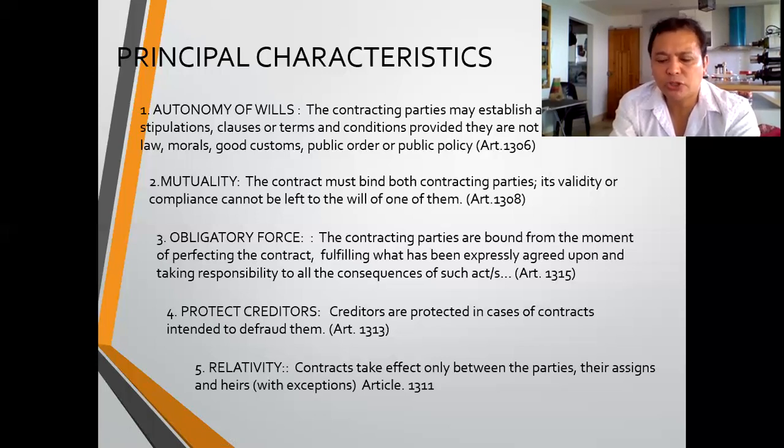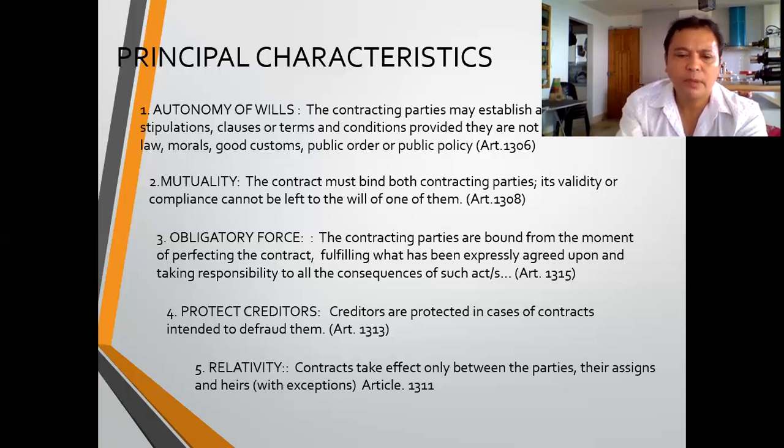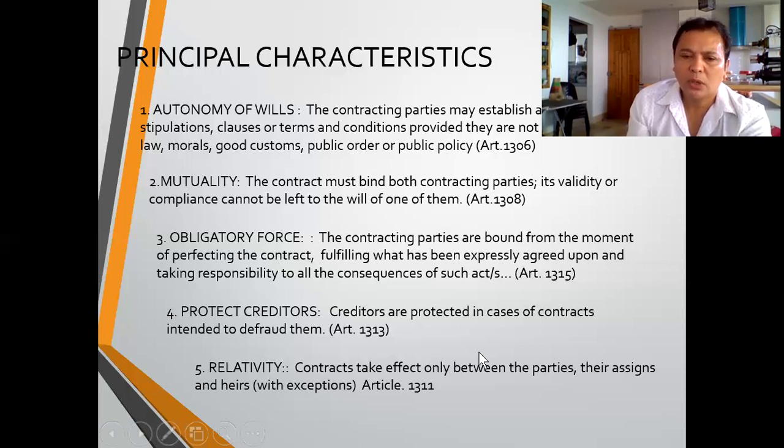Then protect creditors. The law protects creditors in case of contracts which are intended to defraud them, provided in Article 13 of the Civil Code. Then we have relativity. Relativity means that contracts only take effect between the parties, their assigns, so the transferees, or their heirs. But there are exceptions to this law. This is provided in Article 1311.